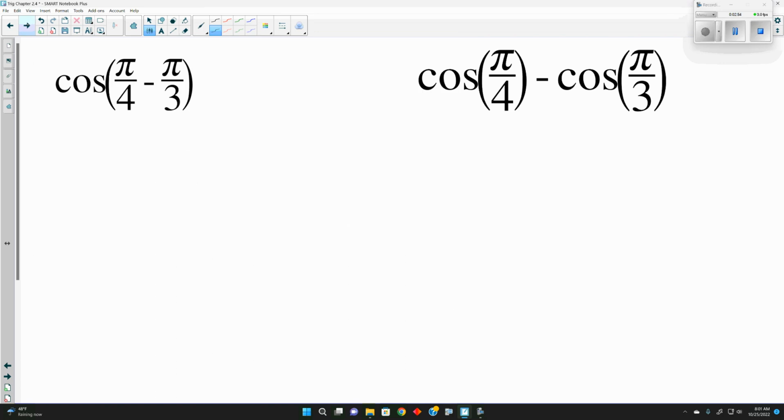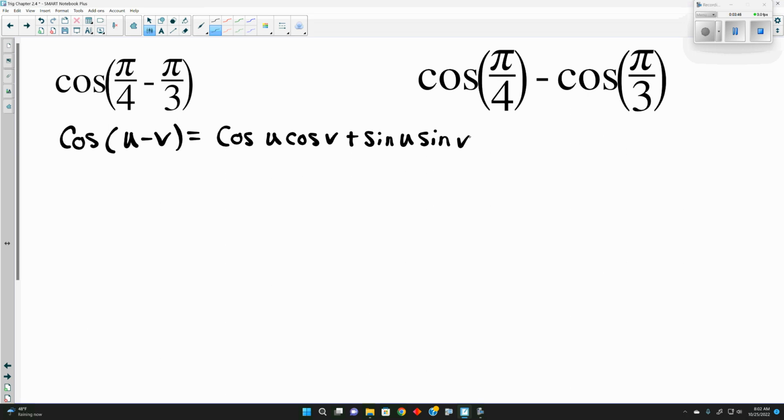Because if we look at these first two here, most of these we're going to be able to use the unit circle on. Cosine of pi over 4 minus pi over 3. Well, this is our difference formula. You have it sitting right there: cosine of u minus v is equal to cosine of u cosine of v plus sine of u sine of v. And that's just our difference formula.